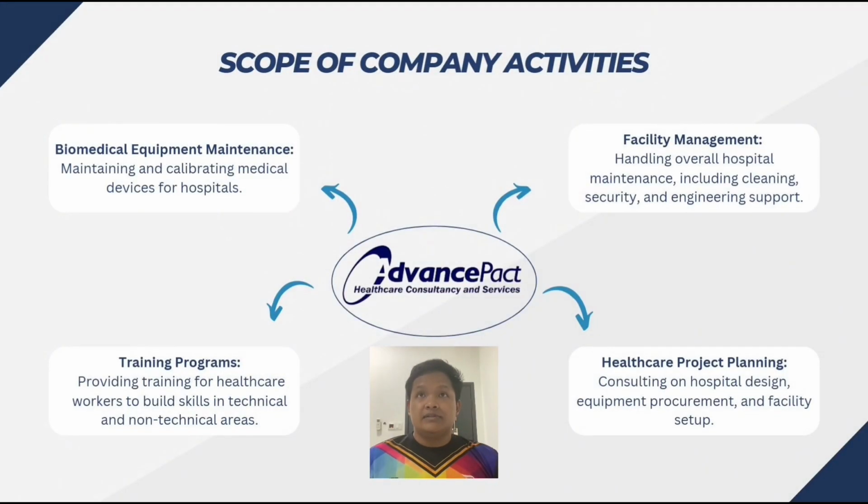Alright, so it is divided into four. The first one is biomedical equipment maintenance. This company will maintain and calibrate medical devices for hospitals. And the second one is facility management. The Advanced company handles overall hospital maintenance, including cleaning, security, and engineering support.